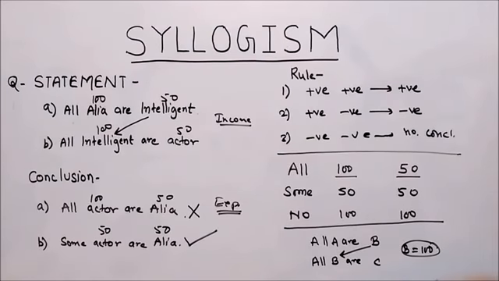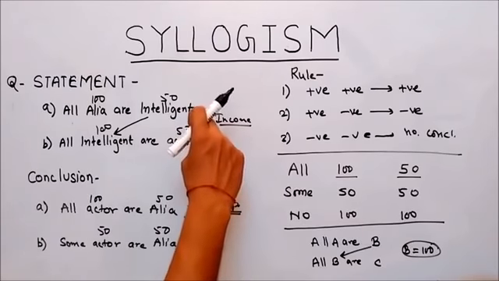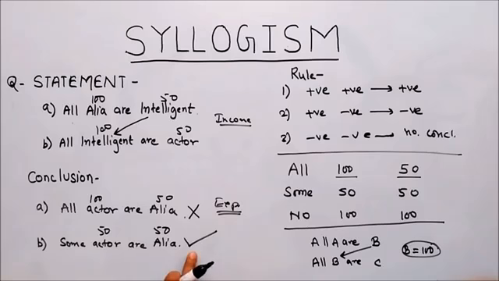And now check the nature of statement. Here, some actors are Alia is made up of two statements, statement number 1 and statement number 2. As statement 1 is positive and statement 2 is also positive, so the conclusion is positive.